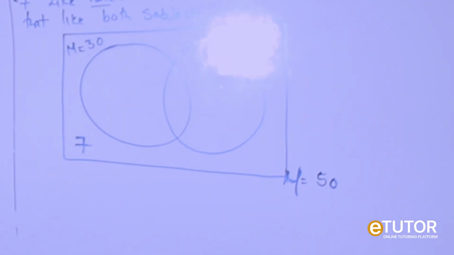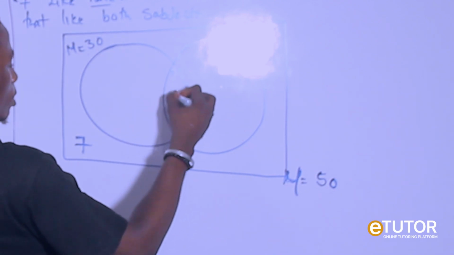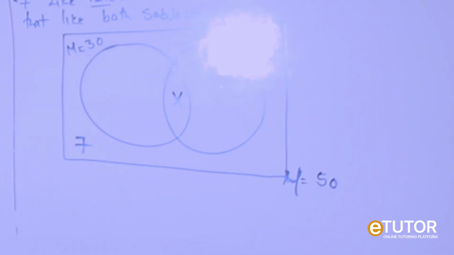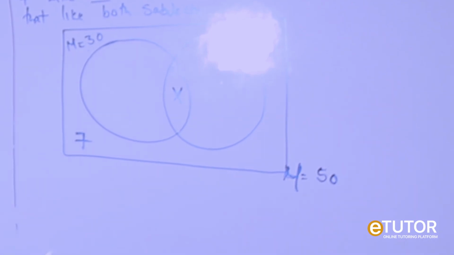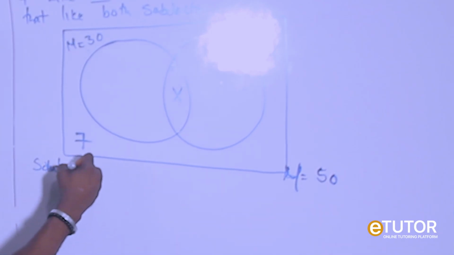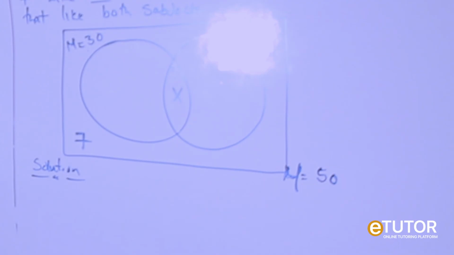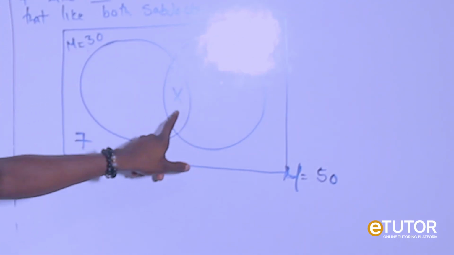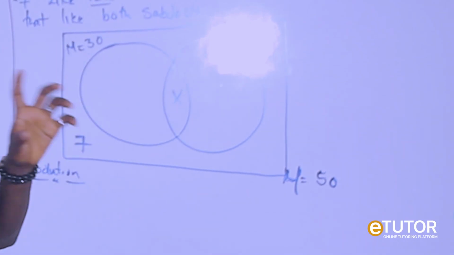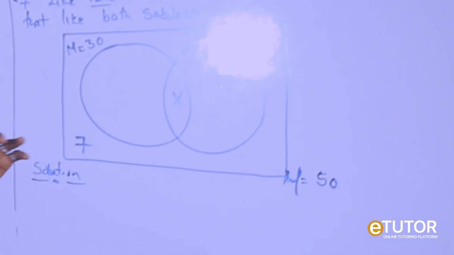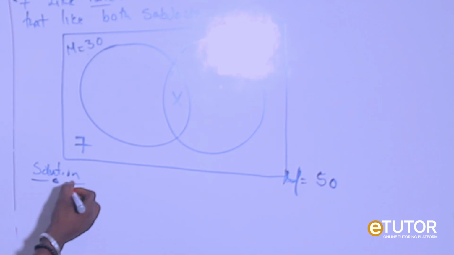So we don't know the value of that one. So let's just call it X. Let us represent it with the letter X. And how would we find X? Now, solution. So maths is 30, English is 25, while X is the number of students that like both maths and English, while 7 represents the number of students that do not like maths nor English. So now, how do we find X? So let us do that together now.